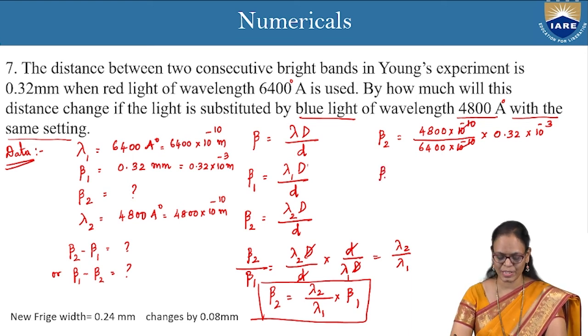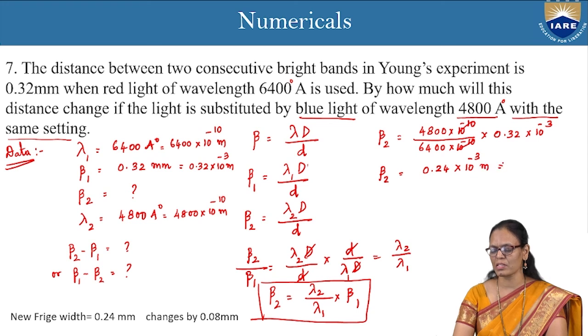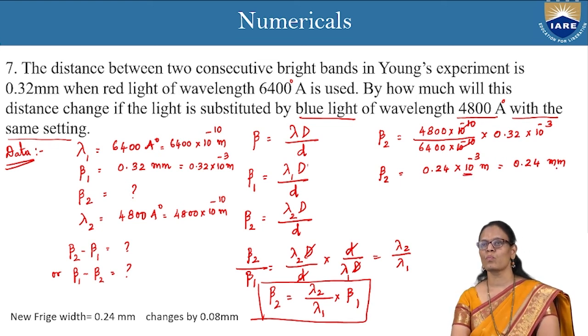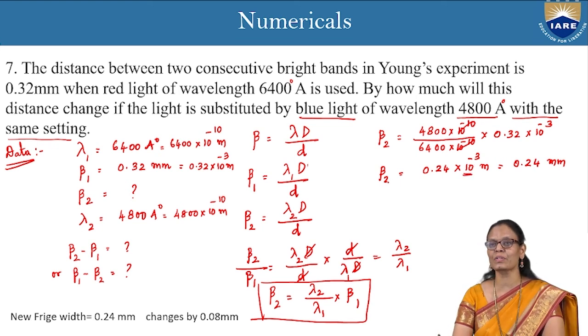And we have beta 2 will be equal to 0.24 into 10 power minus 3 meter, or this is 0.24 millimeter. 10 power minus 3 meter is 1 milli. So we have got beta 2 is equal to 0.24 millimeter.